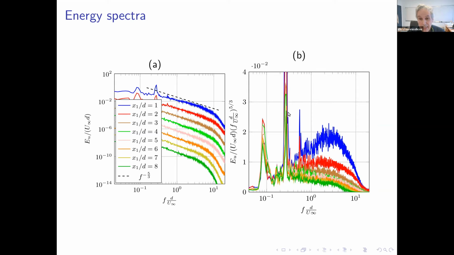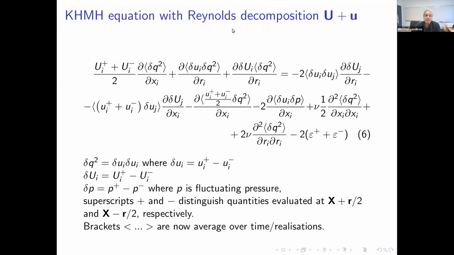And now I'm going to use again the equation I had before, but now there's a little twist. I'm using the Reynolds decomposition. So now I'm using big U, which is the mean flow, plus small u, which is now the fluctuating velocity. And delta q squared now is the energy in the fluctuations. Delta ui is ui at one point minus ui at the other point. So this term here is basically a mean advection in the direction of the flow of the mean energy in scales smaller than r.